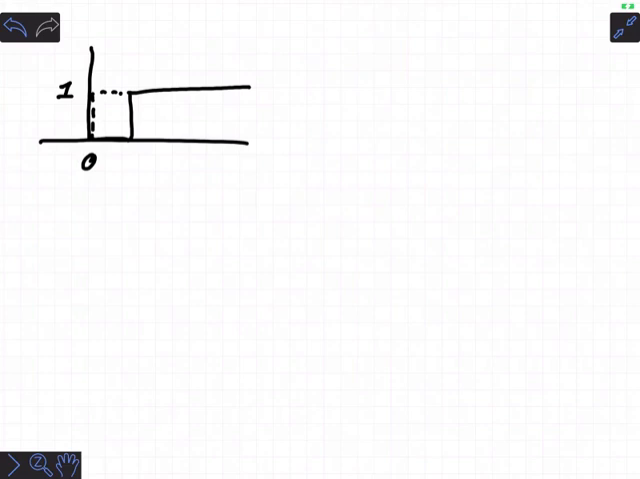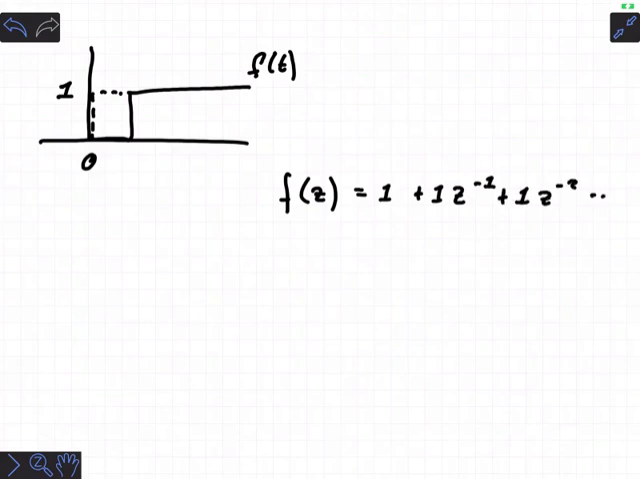But operationally, I know that if this is f of t, then f of z will be equal to 1 plus 1 times z to the minus 1 plus 1 times z to the minus 2, and so on. I'm just going to elide that, but it's implied that this is an infinite sum. And now I'm going to do something which is not at all part of the definition of the Z transform. I'm simply going to notice that I know formulae that enable me to simplify infinite sums.